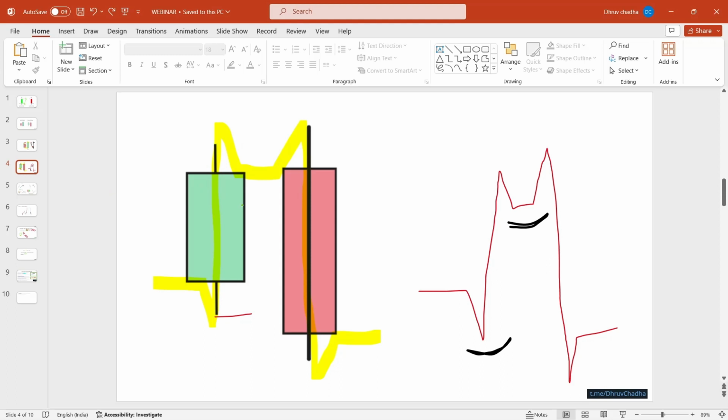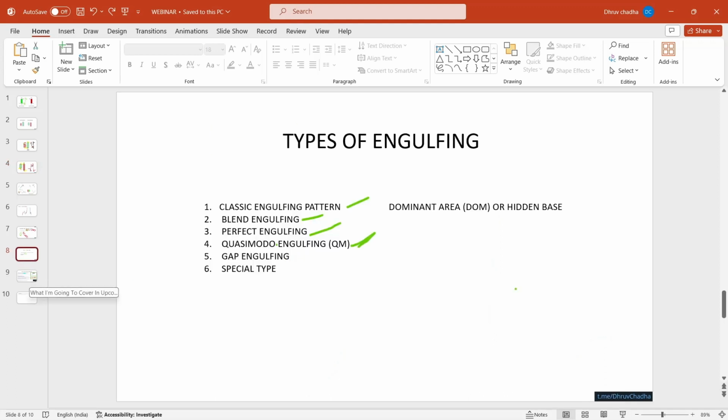I'm new to teaching, so maybe I'm not really able to deliver the thing that I want to. So make sure to watch this 2 to 3 times so that you can understand it. So now we have covered the 4 types, right? Now there is another type which is called gap engulfing.